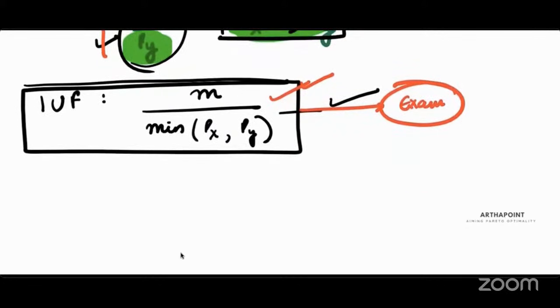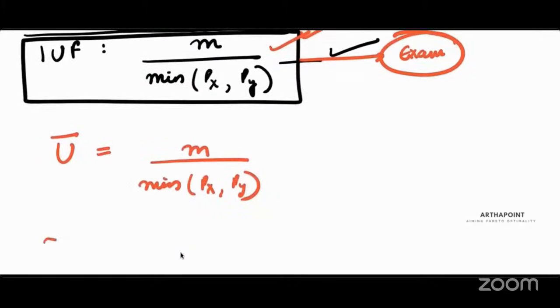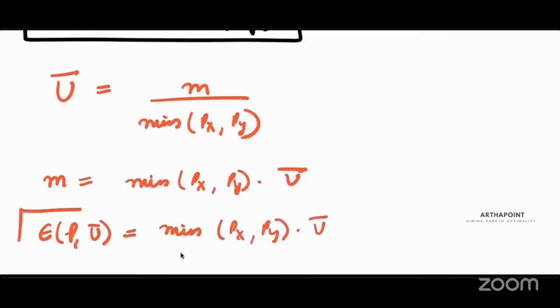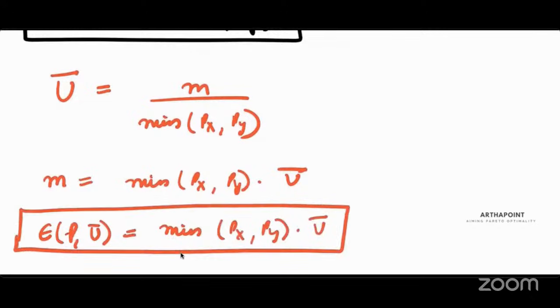Now from here, you can go ahead and find the expenditure function. Just rewrite this thing. So you will have indirect utility is equal to m upon min of Px, Py. So from here you will get m is equal to min of Px, Py into u bar. So you will get the expenditure function as a function of prices and utility as min of Px, Py into u bar. This becomes your expenditure function.